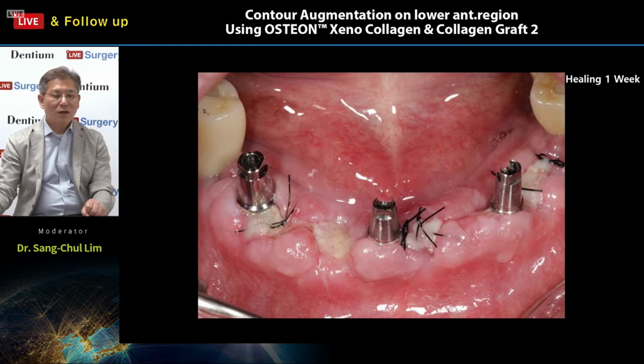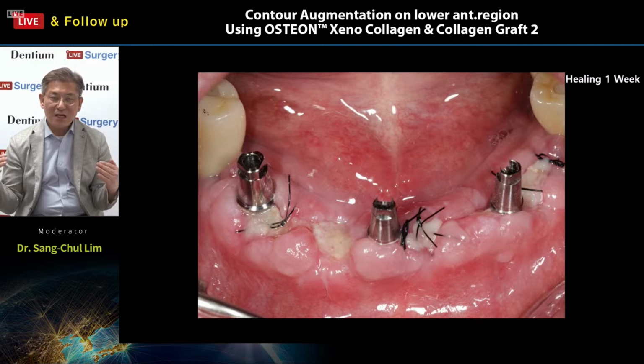And this is 1 week after surgery. Can you see the very impressive situation here? The collagen graft was applied between the number 44 and 41 area. However, this exposed area covered with the collagen graft, just 1 week after, we can see the soft tissue healing so fast, right?